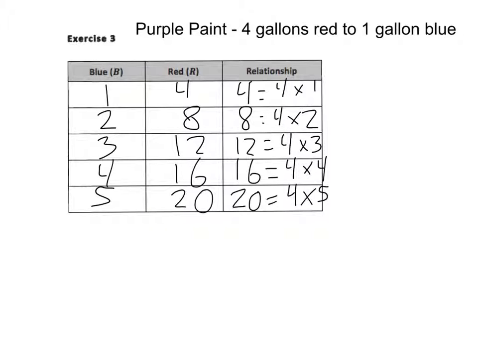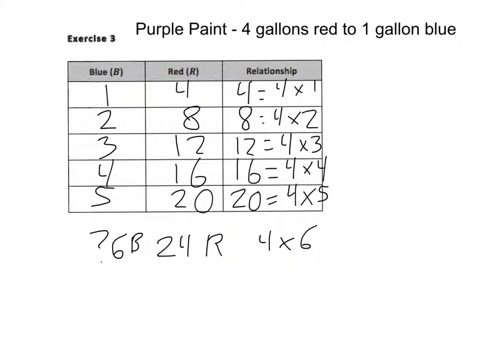Okay, well, let's use our table to help us calculate some questions about the paint. What happens if we had 24 gallons of red paint? How many gallons of blue paint would we need? Well, how would we get from 4 to 24? To get from 4 to 24, you would have multiplied by 6. So you would have done 4 times 6. Well, if you did 4 times 6, let's do the 1 times 6. So how much blue would we need? We would need 6 gallons of blue.